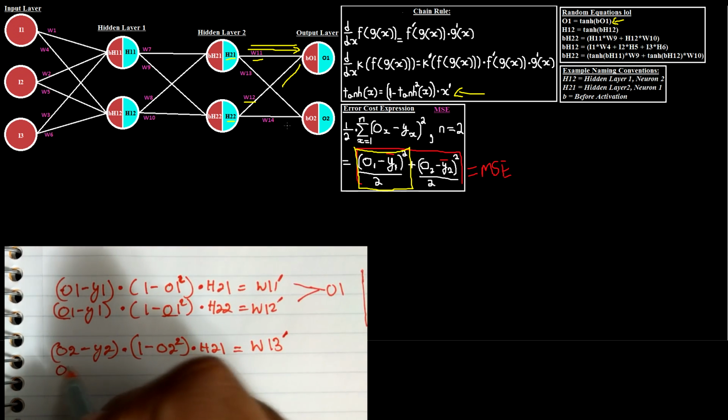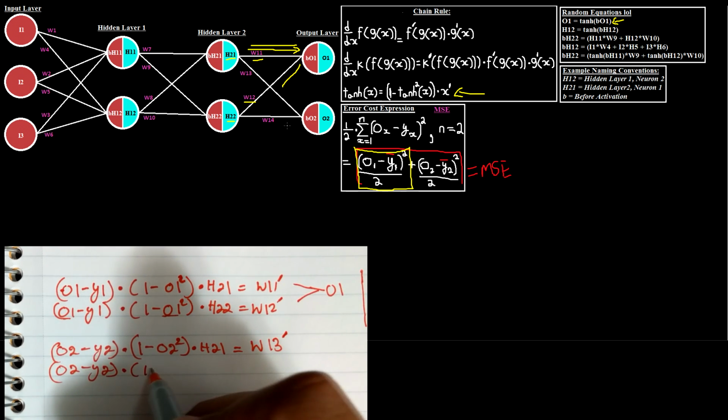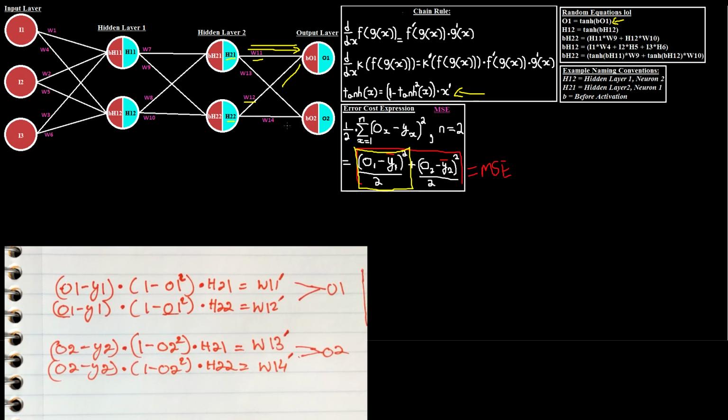And just as easy as that, O of 2 minus y of 2 multiplied by 1 minus O2 squared times H22 is equal to delta for W14 prime. So let's take a look at this.